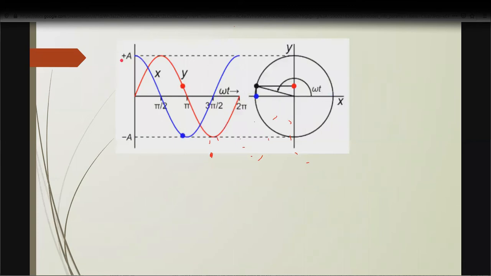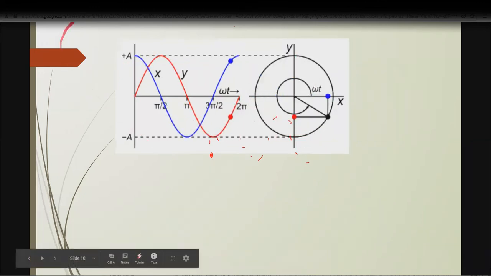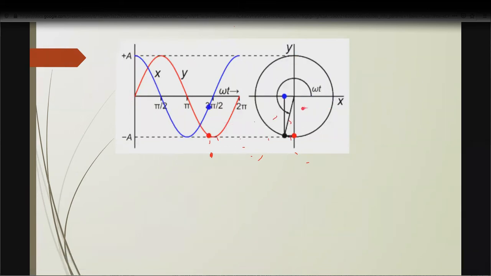Here, the phase difference of projections of the same particle. Same particle, projections of the same particle. Linear projection, horizontal projection and vertical projection, right? There is a phi/2 phase difference there.